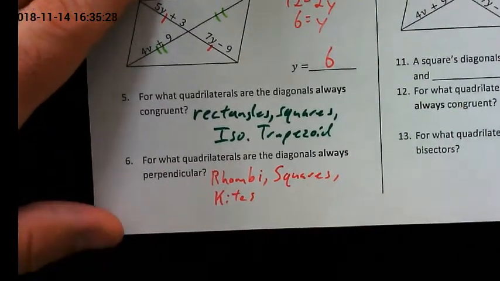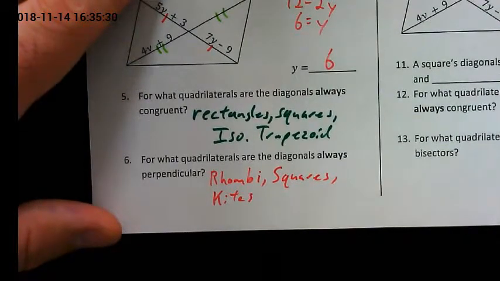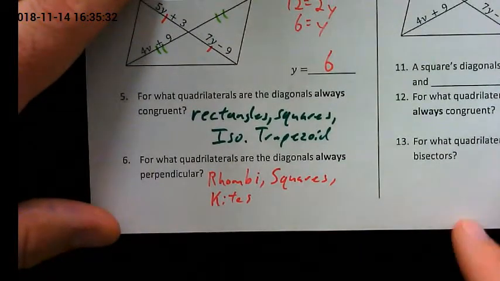So rhombi, squares, and kites all have perpendicular diagonals.